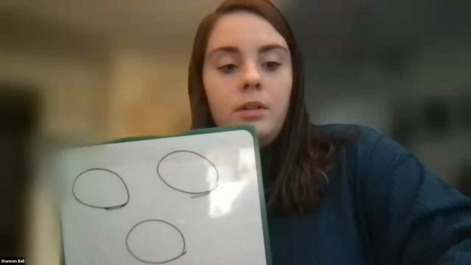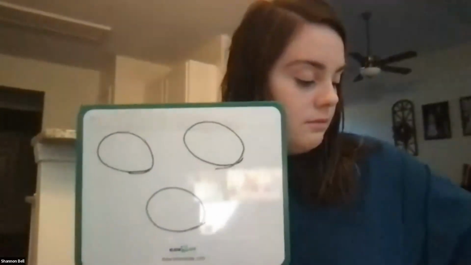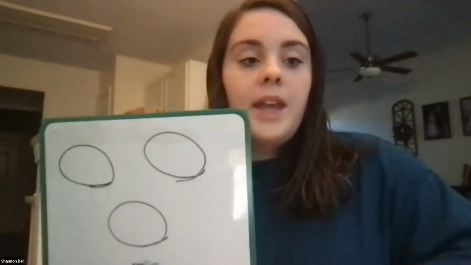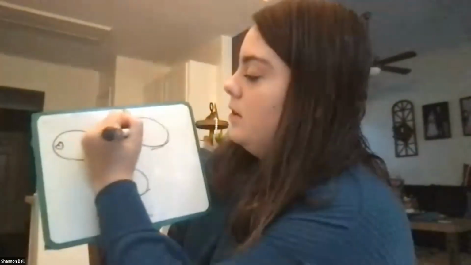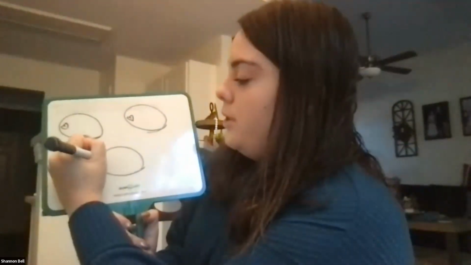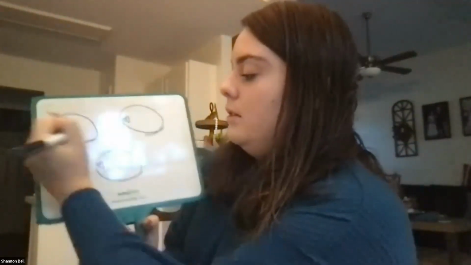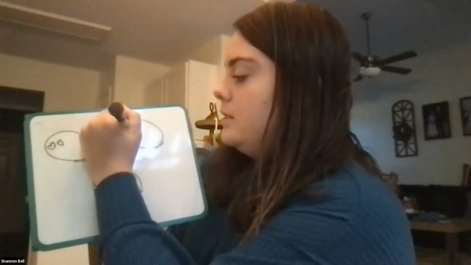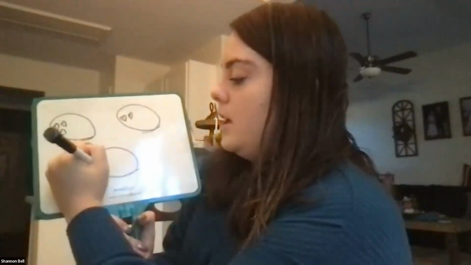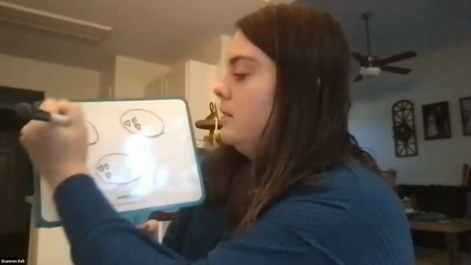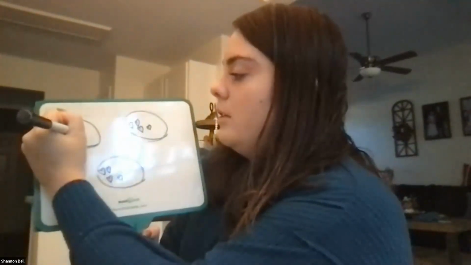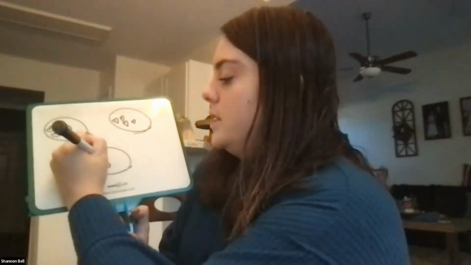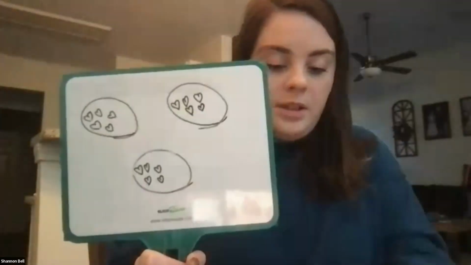We're going to draw a heart in each circle as we count to 15, okay? So 1, 2, 3, 4, 5, 6, 7, 8, 9, 10, 11, 12, 13, 14, 15. Okay, so here are our 15 hearts.